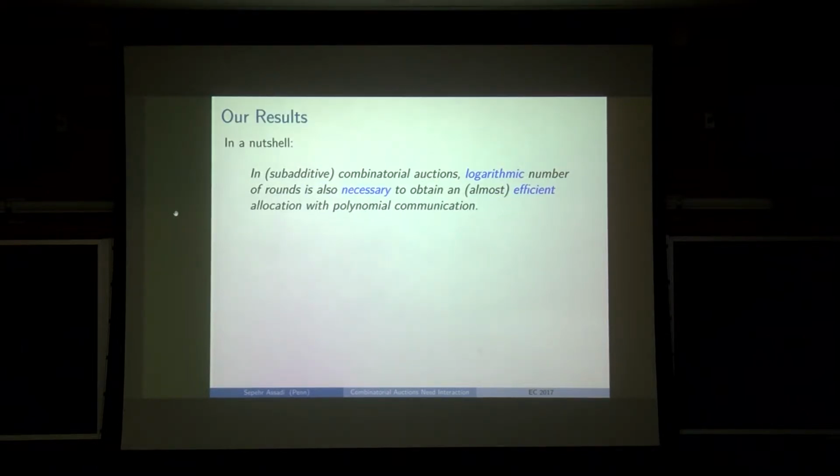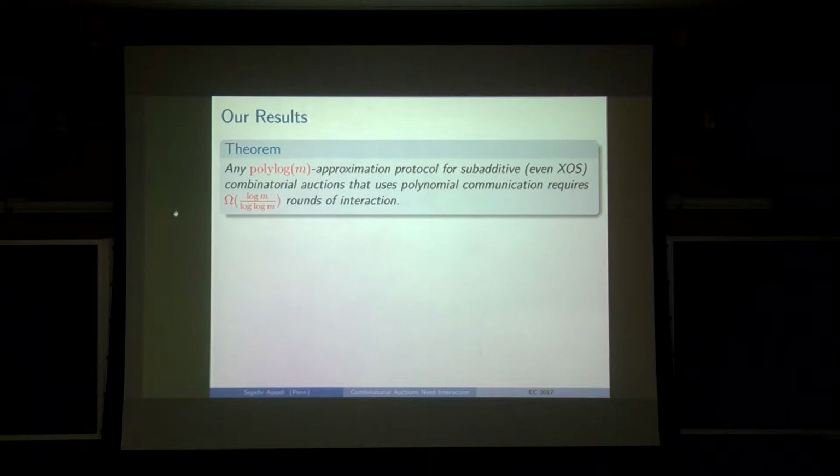So our main result is a tight resolution of this open problem. We'll show that you really need log m rounds of interaction also if you want to get any efficient allocation, and with polynomial communication. Formally, if you have any deterministic or randomized protocol which achieves a polylog m approximation with polynomial communication, it necessarily needs to spend at least log m over log log m rounds also, which, as we saw, is tight up to constant factors.